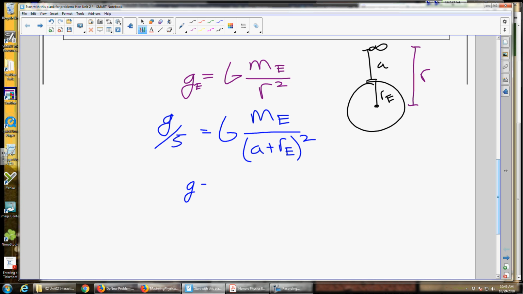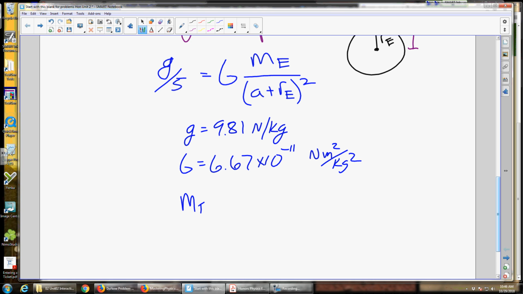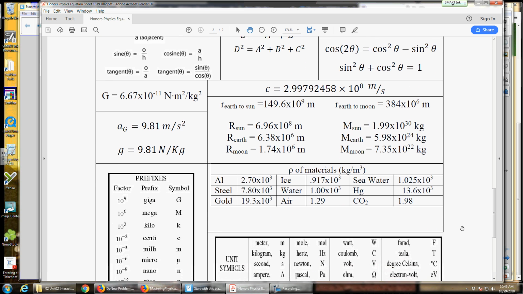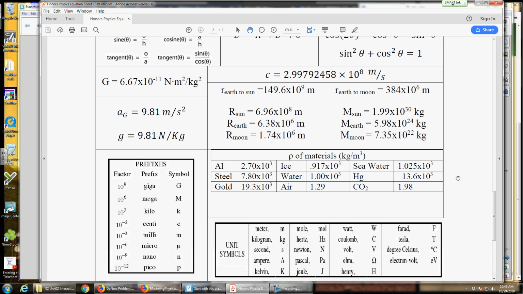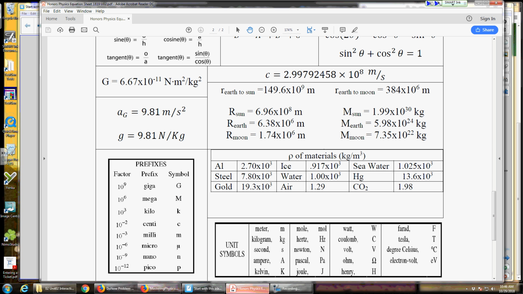so we know little g, 9.81 newtons per kilogram. We know big G is 6.67 times 10 to the negative 11th newton meters squared per kilogram squared. I can go onto my equation sheet here and grab the mass of the Earth, which is right down here. Mass Earth, 5.98 times 10 to the 24th kilograms. Radius of the Earth, radius Earth, 6.38 times 10 to the 6 meters. So 6 million.